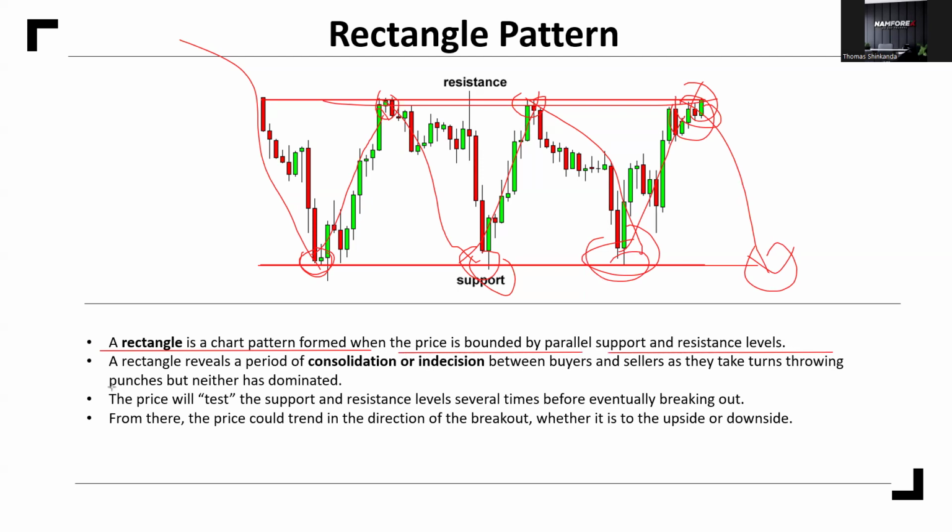So a rectangle reveals a period of consolidation, or an indecision between buyers and sellers as they take turns throwing punches, but neither has dominated. The price will test the support and resistance levels several times before eventually breaking out. From there, the price could trend in the direction of the breakout, whether it's to the upside or to the downside. What we are saying is wherever this price will break out, that is where we are going to choose.